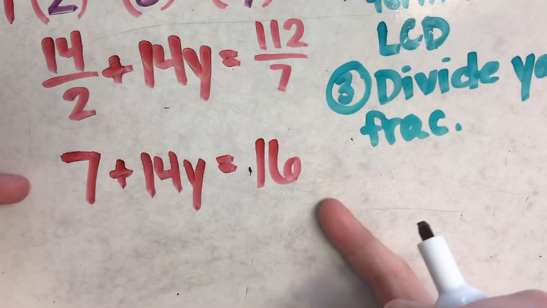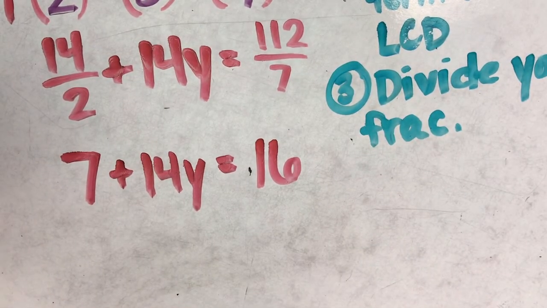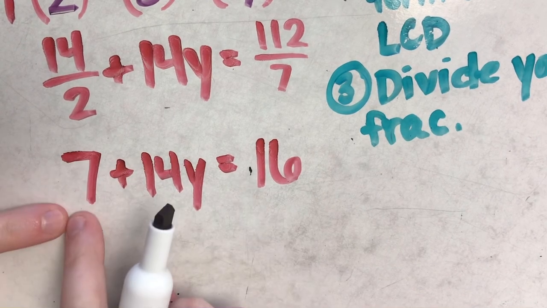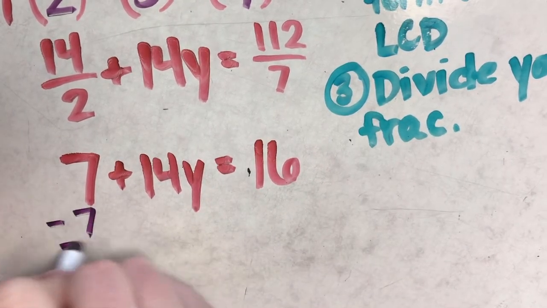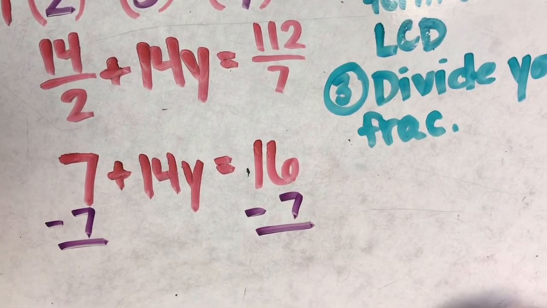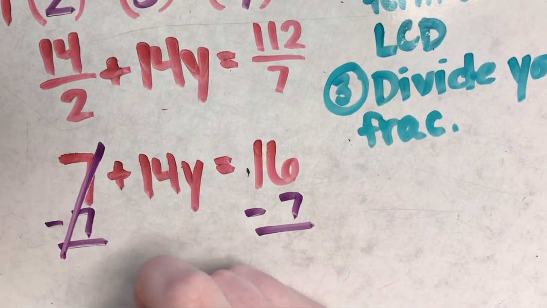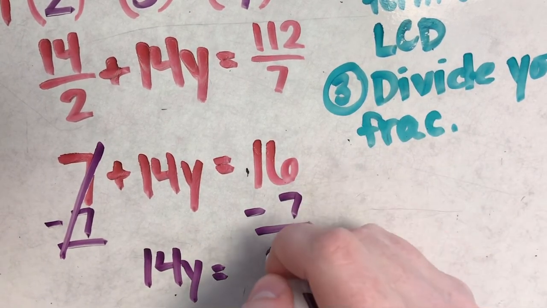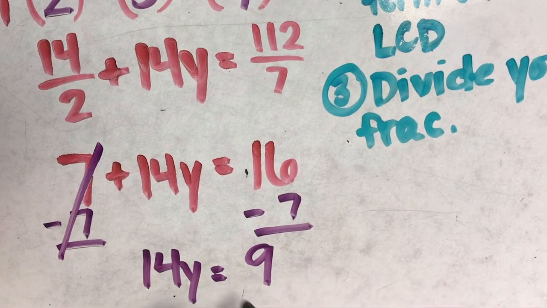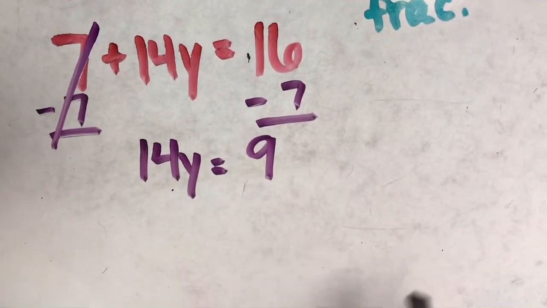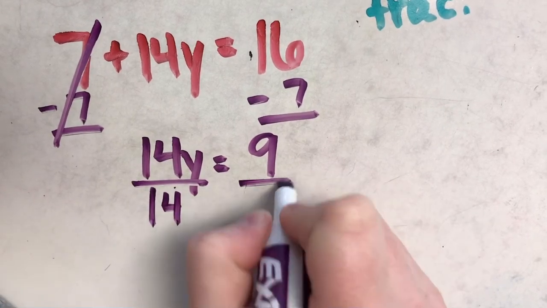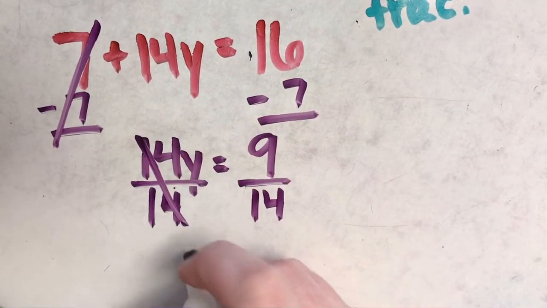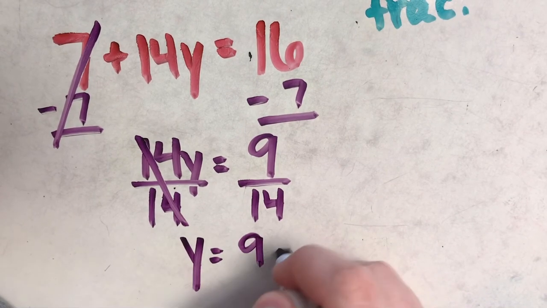Once you get to this point, you're going to use DCAD and use all of your inverse operations to solve for y, which we can go ahead and do now. This part should be very familiar. I'm going to move my constant. Since it's positive, I'm going to subtract from both sides. So this cancels, and I get 14y equals 16 minus 7. That's going to give me 9. And then the last step is to divide both sides by 14. So we get y equals 9/14.